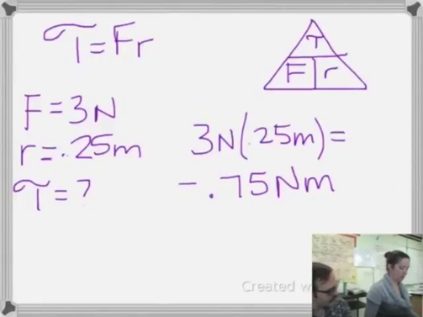Easy enough. Use that triangle. If you are solving for torque, which is on top, you multiply the two things on the bottom. If you're solving for F on the bottom, take the torque divided by the radius.